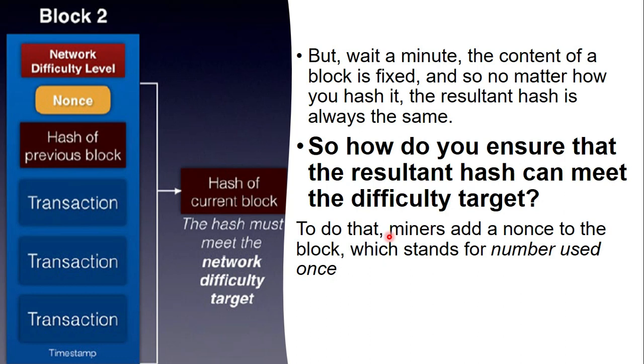To do that, miners add a nonce to the block, which stands for number used once. Nonce, number used once. Now what happened here is, we have a network difficulty, we have transactions, we have a timestamp, we have a hash of the previous block, then we have a network difficulty level, and one more thing comes up in this, that is our nonce. So what does the nonce do? The miner adds a nonce to the block which ensures a number used once. Now next will be the hash of the current block, and that hash must meet the network difficulty target.